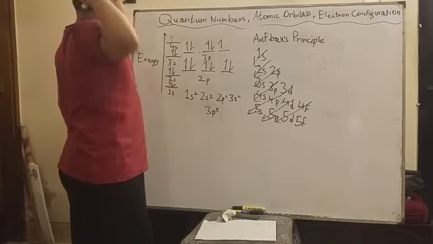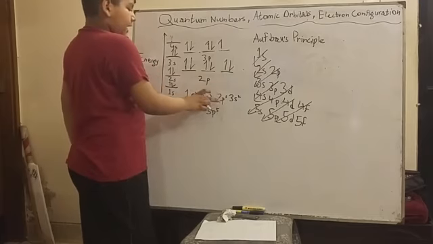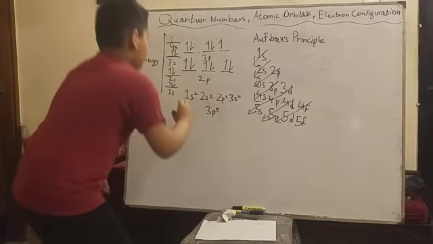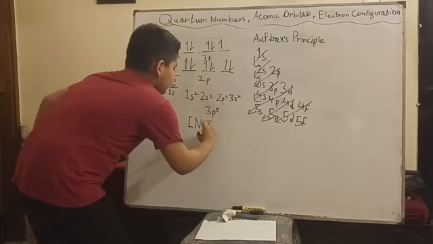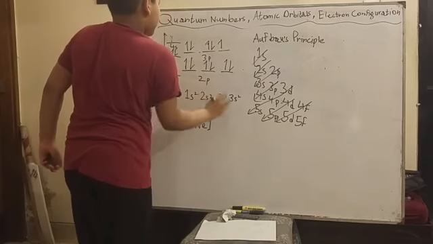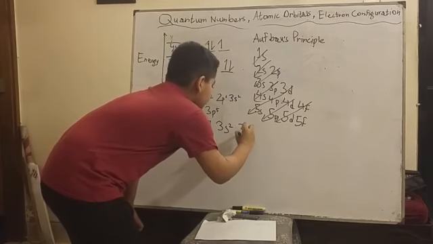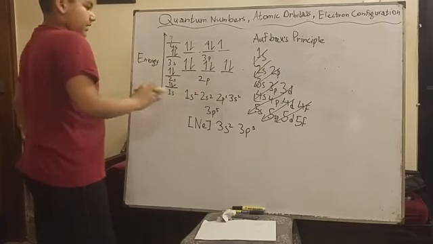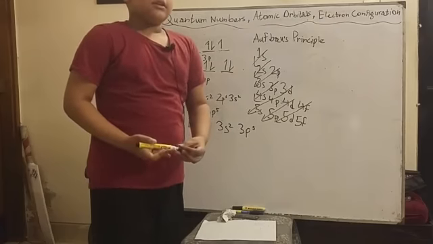But if we look at the periodic table, we can add a noble gas and write the rest of them as a little abbreviation. So we can write in brackets neon, which will be said as a neon core. Then neon has this electron configuration, so we can just write the rest. So this will be the abbreviated version of chlorine's electron configuration. So that's pretty much all there is to it.